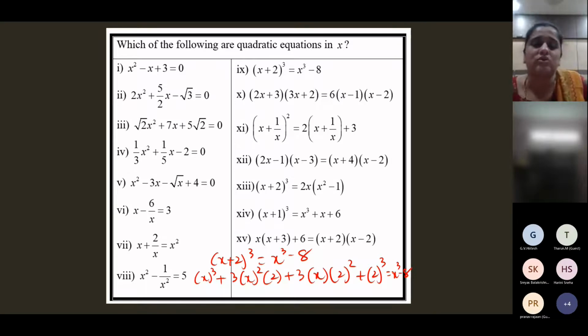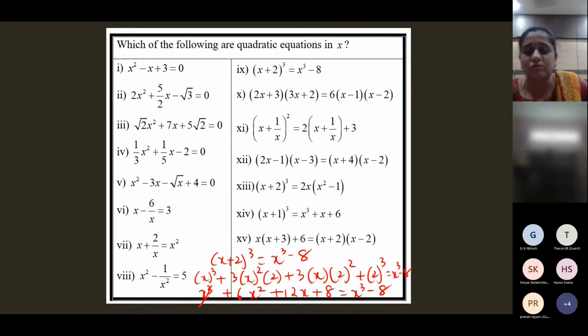a plus b the whole cubed is equal to a cubed plus 3 a square b plus 3 ab square plus b cubed, is equal to x cubed minus 8. So x cubed, this is plus 6x square, 3 twos are 6, 6x square, plus 2 square is 4, 4 threes are 12, 12x plus 8 is equal to x cubed minus 8 on the other side.